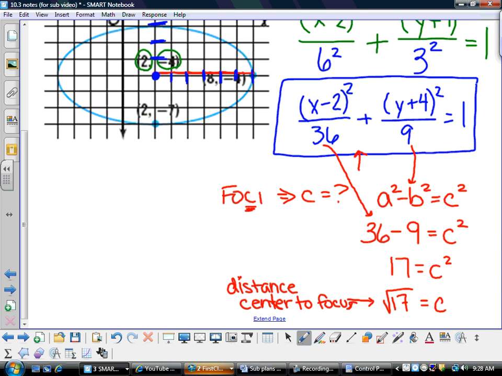All right, so where are the foci? The distance from the center to a focus is the square root of 27. So if I look back at the picture, the center is there at 2 comma negative 4. And I need to decide to get to the foci, am I going to go up or down, or am I going to go left or right? Since this ellipse is longer in the left and right direction, the foci are going to be left and right from that center. So I'm going to start at the center, 2 comma negative 4, and go left square root of 27, which is about 4. And that's one focus. And then I'll count right square root of 27. And there's the other focus.